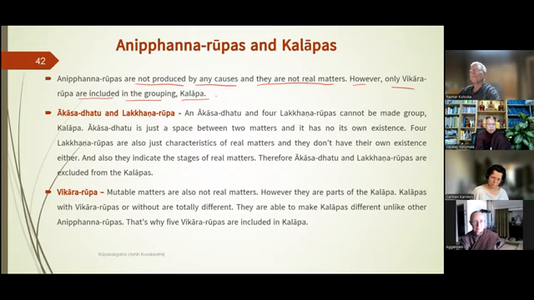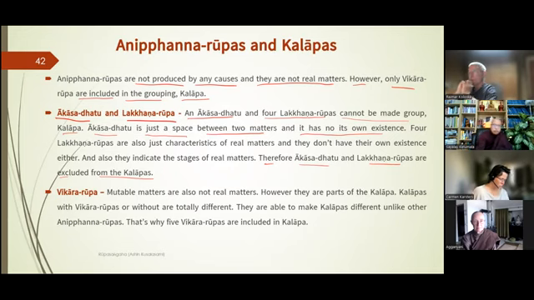Yeah. And so Akasa Dhatu and Lakkhana Rupa, why? They cannot be made group. Akasa Dhatu and four Lakkhana Rupas cannot be made into a Kalapa. Akasa Dhatu is just a space between two matters. It has no existence of its own. Four Lakkhana Rupas are also just characteristics of real matters. They don't have their own existence either, and also they indicate the stages of real matters. So therefore, Akasa Dhatu and Lakkhana Rupas are excluded from the Kalapas. So that's the explanation in the commentary. Yeah.